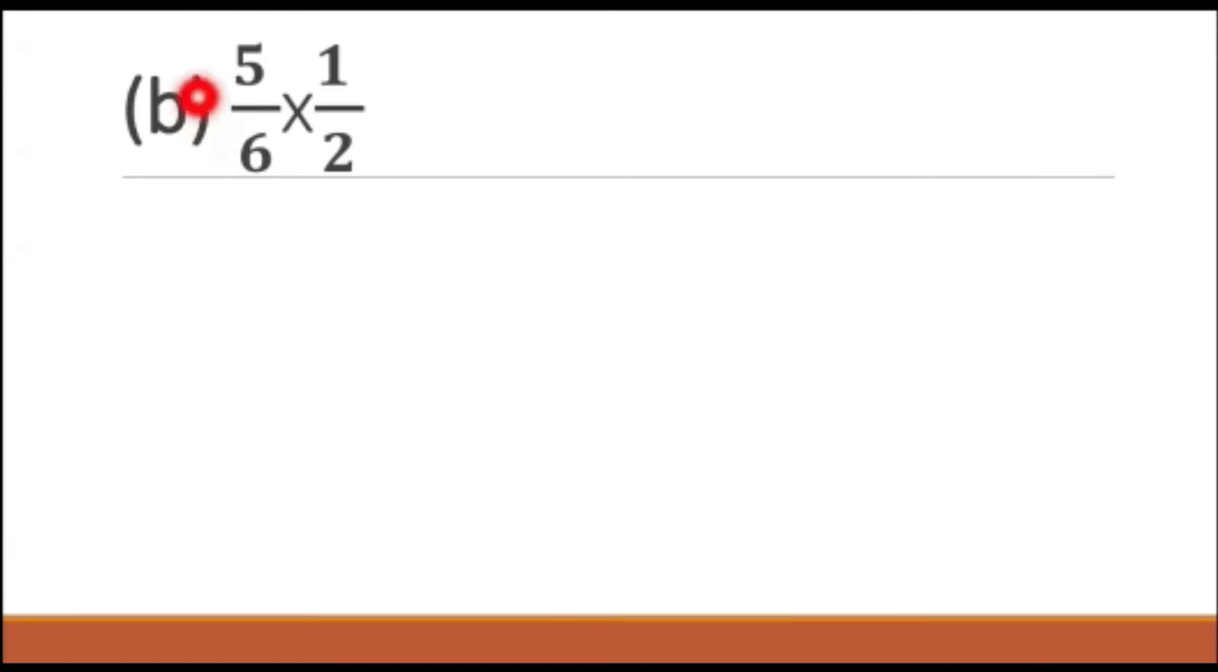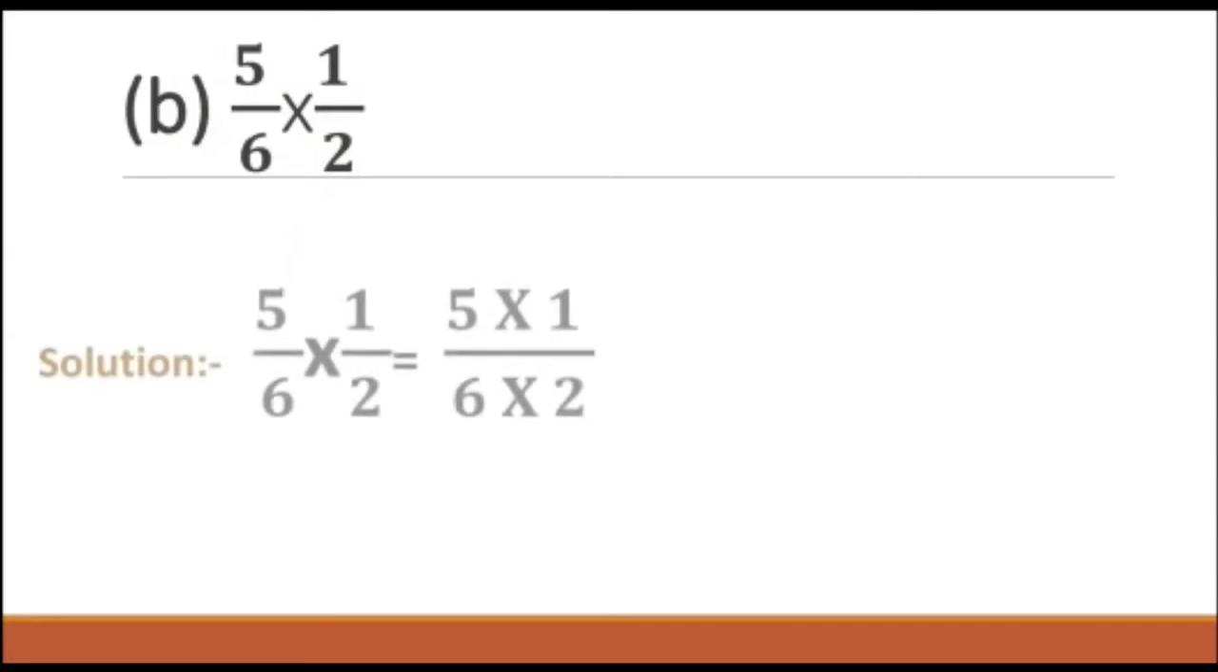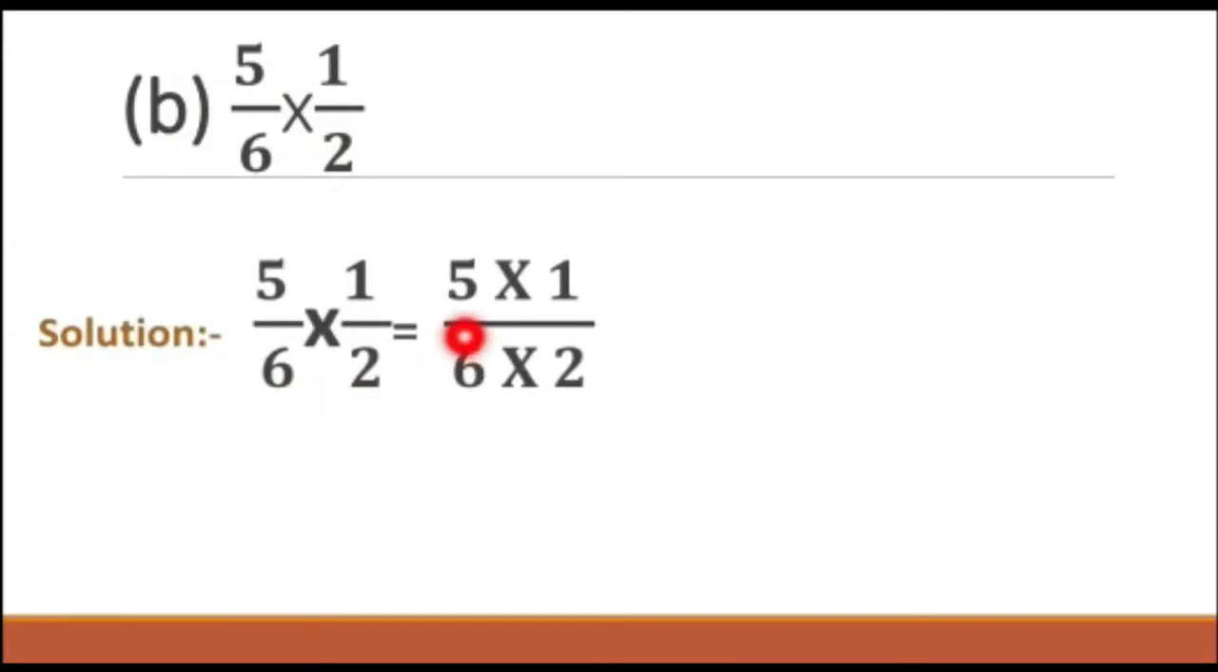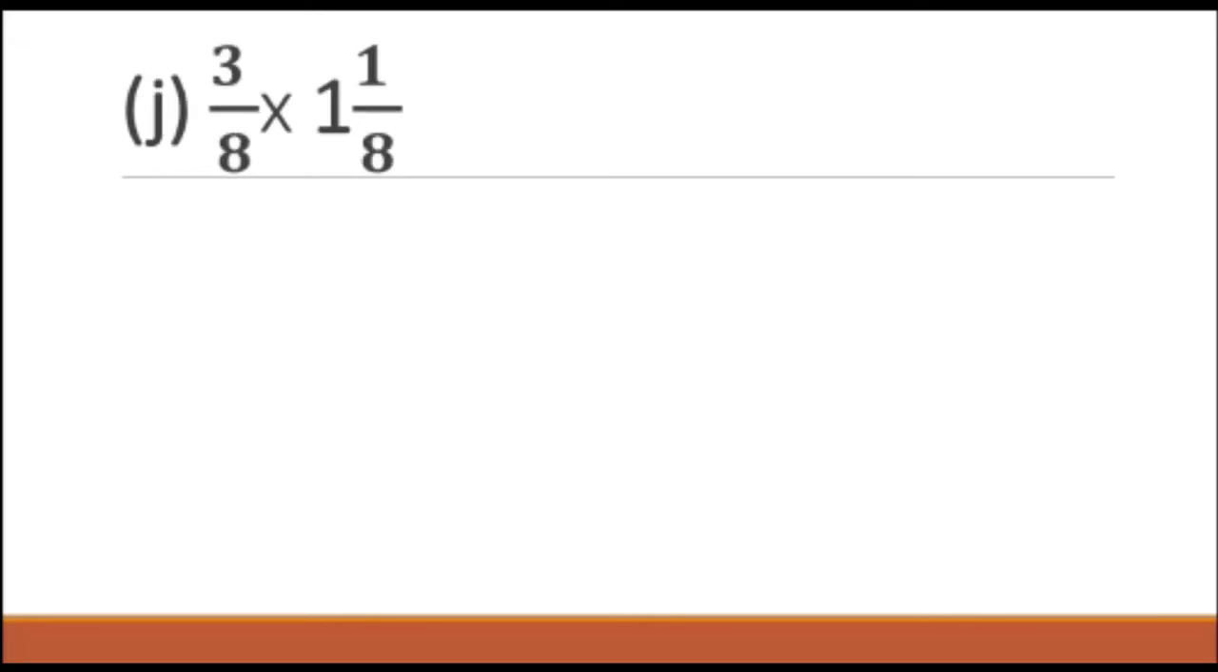Now question number B, 5 by 6 multiplied by 1 by 2. So here we will multiply numerator to numerator and denominator to denominator. So 5 multiplied by 1 and 6 multiplied by 2. Here we can see there is no number in numerators and denominators which can be divisible with each other. So we need to multiply directly. So 5 ones are 5 and 6 twos are 12. So here 5 by 12 is the answer.